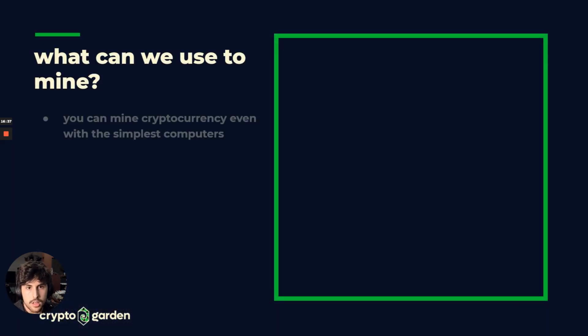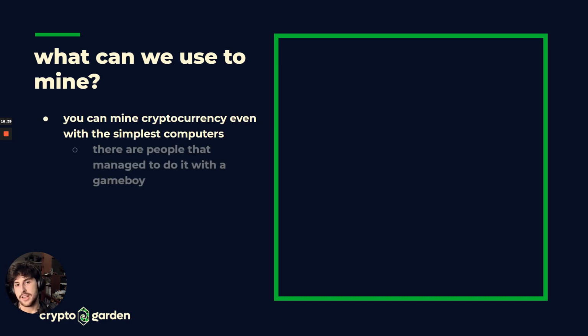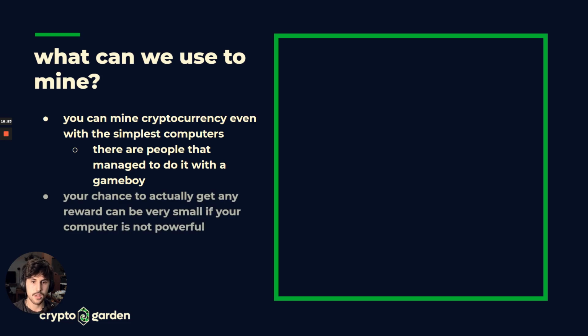So, what can we use to mine? As I said last class, you can mine cryptocurrency even with the simplest computers. There are people that manage to run the algorithm, because it's a very simple algorithm, actually, with a Game Boy. Okay, but your chance to actually get any reward with a computer this bad is very small. With a Game Boy, it is essentially impossible, right?